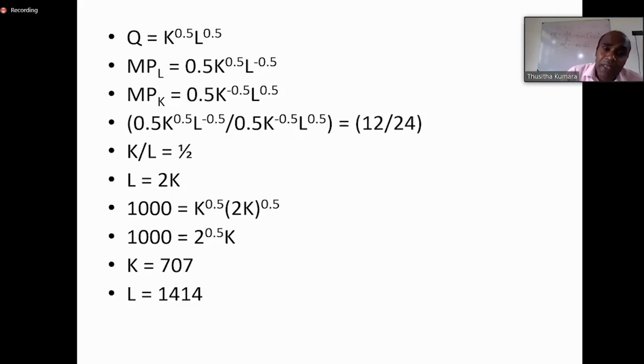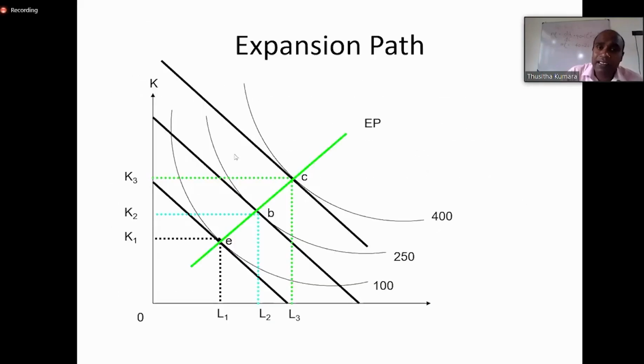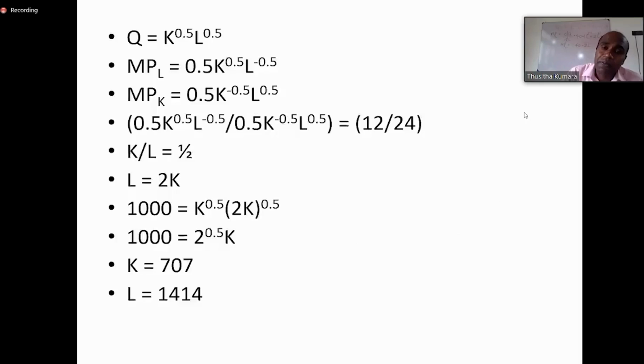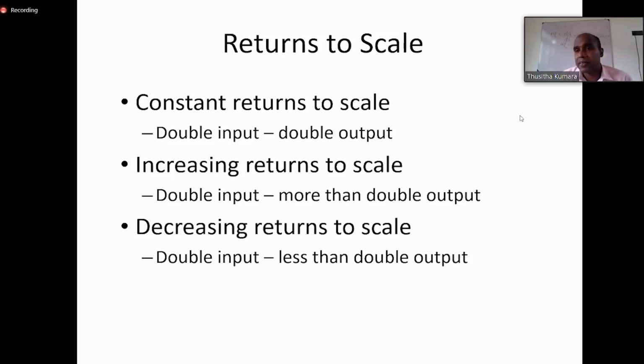Likewise, the behavior of the isoquants, like this, 100, 250, 400, something like this, depends on something called returns to scale. In the long run, what we do is scale up. Scale up means you are expanding your business. Since you are increasing all your production factors, in our case, capital and labor, our firm gets expanded, right? So we say scaling up.